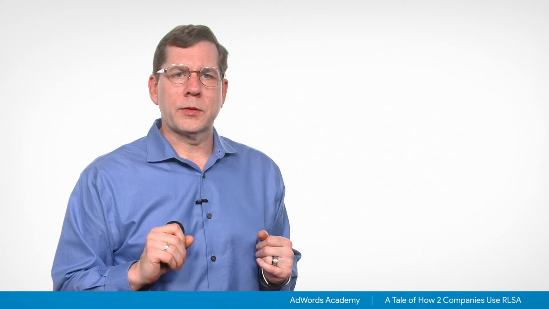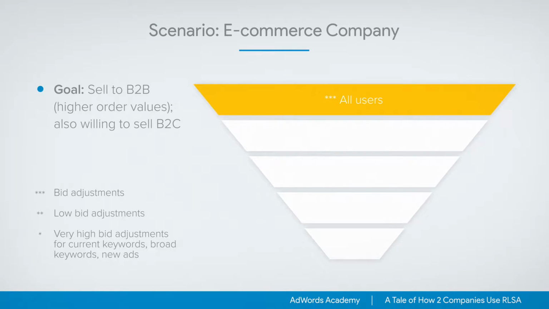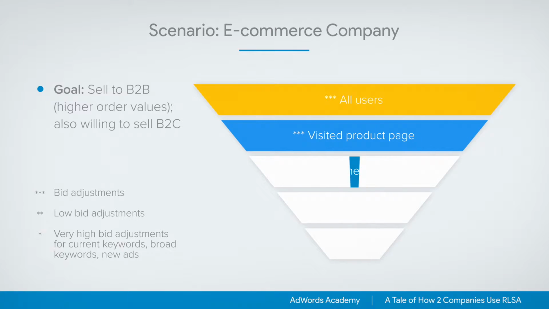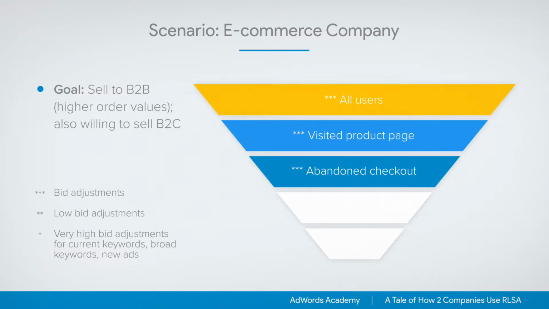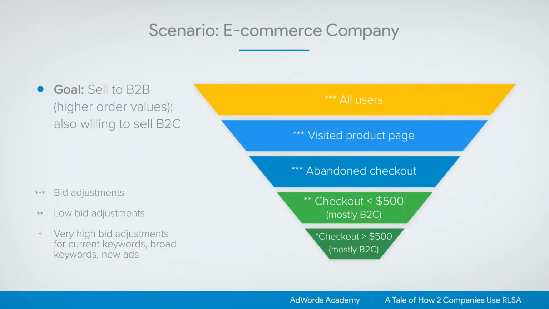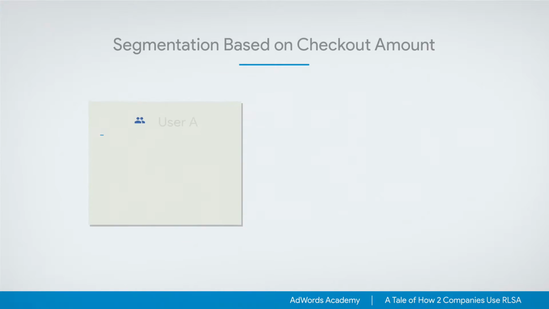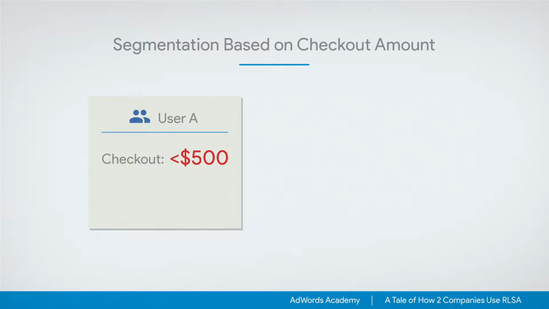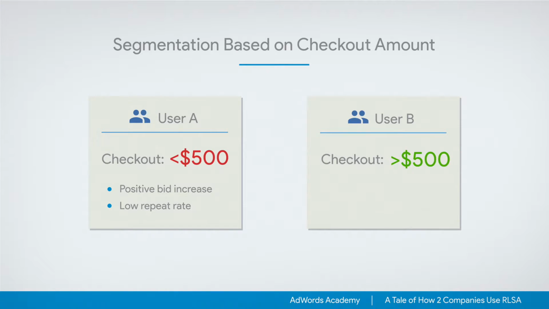So when we look at their RLSAs, they have a few different ones, and one's a little different than most e-commerce companies. So they have all users, users who visit a product page, people who've been in checkouts. That's pretty common in e-commerce. Now what they do at the time of checkout is they segment users based on the checkout amount. So if your checkout amount was under $500, that's one list. They don't want to ignore these users. They actually still use it as a positive bid increase, but they know they have a very low repeat rate from this user base. Then they look at users who checked out above $500.